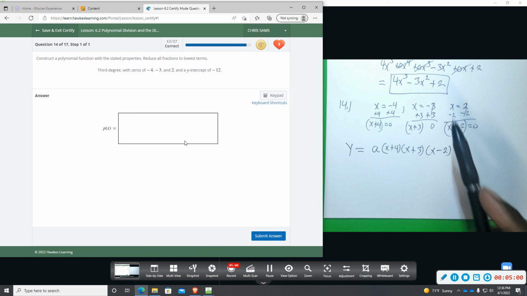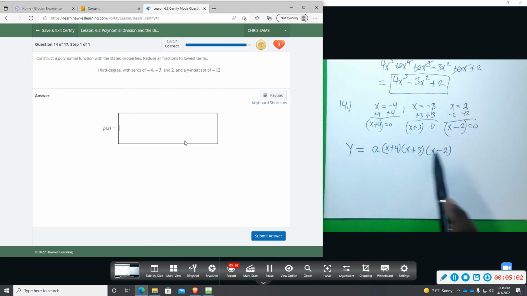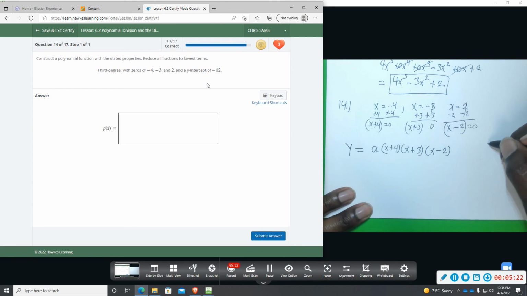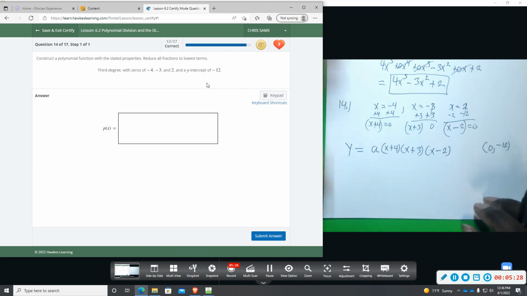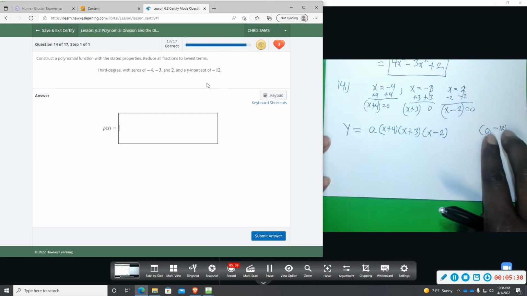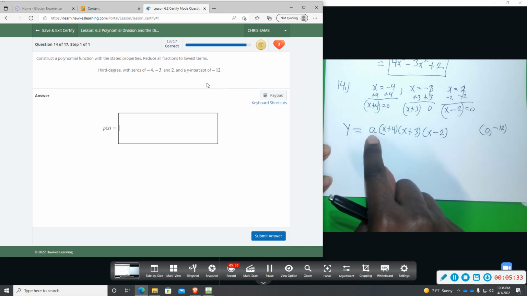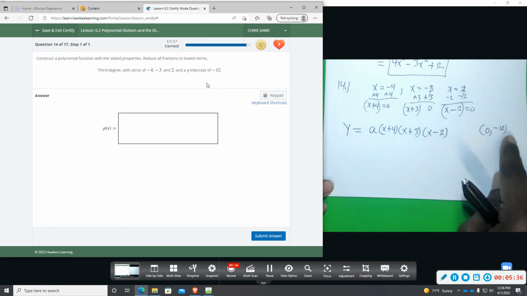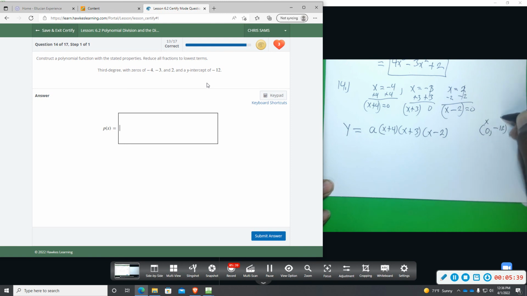So you start out with your zeros, convert them to linear factors. You put all those linear factors together. You're going to multiply them. And then I have this a out front. The reason why I put a out front is because we're told it has a y-intercept of negative 12, indicating that there may be some kind of shift or transformation. So a y-intercept of negative 12 will give us an ordered pair of 0 for x and negative 12 for y. So we're going to plug in 0 for x, negative 12 for y, and figure out what a has to be. So remember, ordered pair, this is x, this is y.